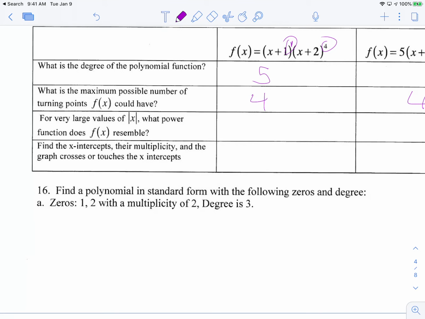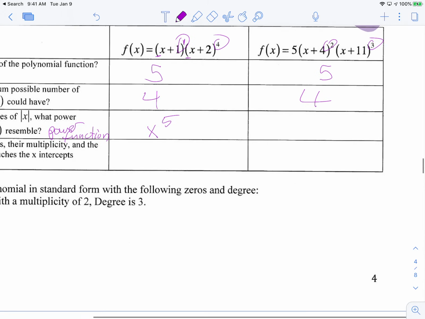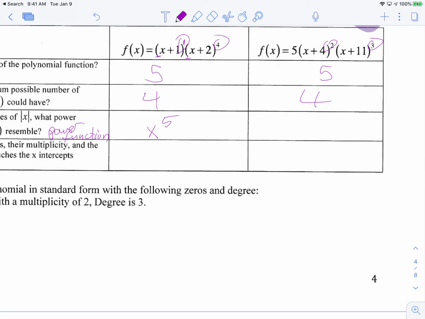For every large power of absolute value of x, what does the function f of x do? Remember, this is called our power function. And it's basically if you were to multiply all of this out, x plus 1 to the first power, x plus 2 to the fourth power, you'd have 4 of these x plus 2s and 1 of these x plus 1s, your lead term would be x to the fifth power. And likewise over here, if you multiply all this out, you have this 5 in front, your lead term would be 5x to the fifth.